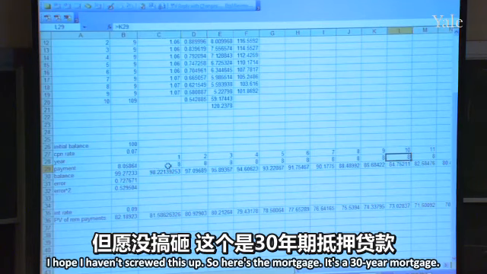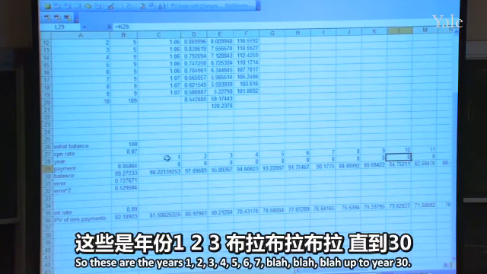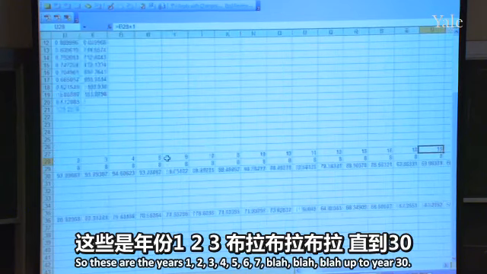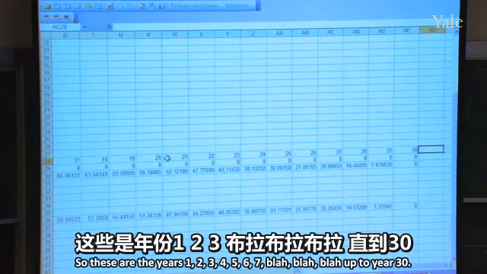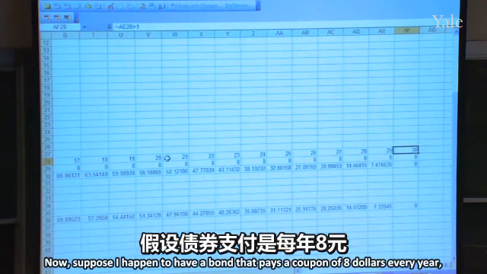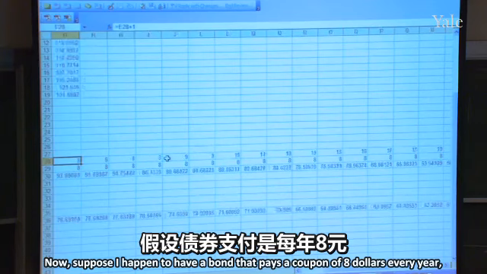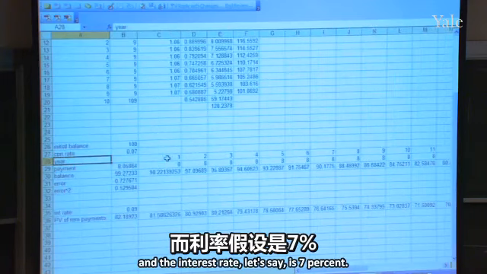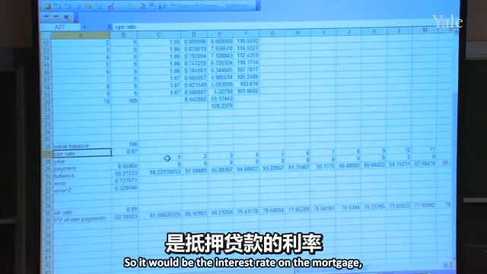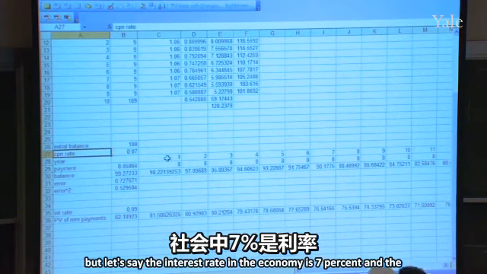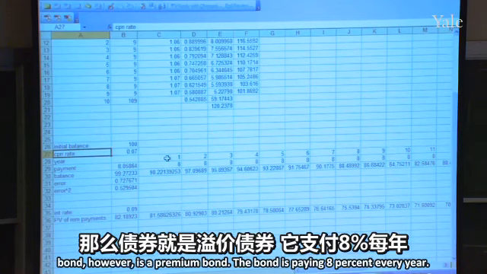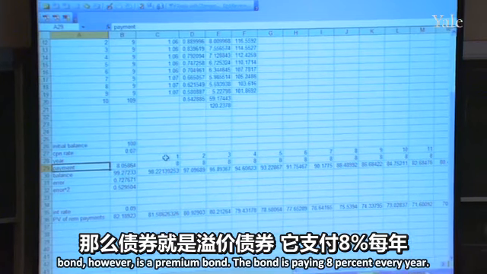So here's the mortgage. It's a 30-year mortgage. So these are the years 1, 2, 3, 4, 5, 6, 7, and so on, up to year 30. Now suppose I happen to have a bond that pays a coupon of $8 every year. And the interest rate, let's say, is 7%. So it will be the interest rate on the mortgage, but let's say the interest rate in the economy is 7%. And the bond, however, is a premium bond.